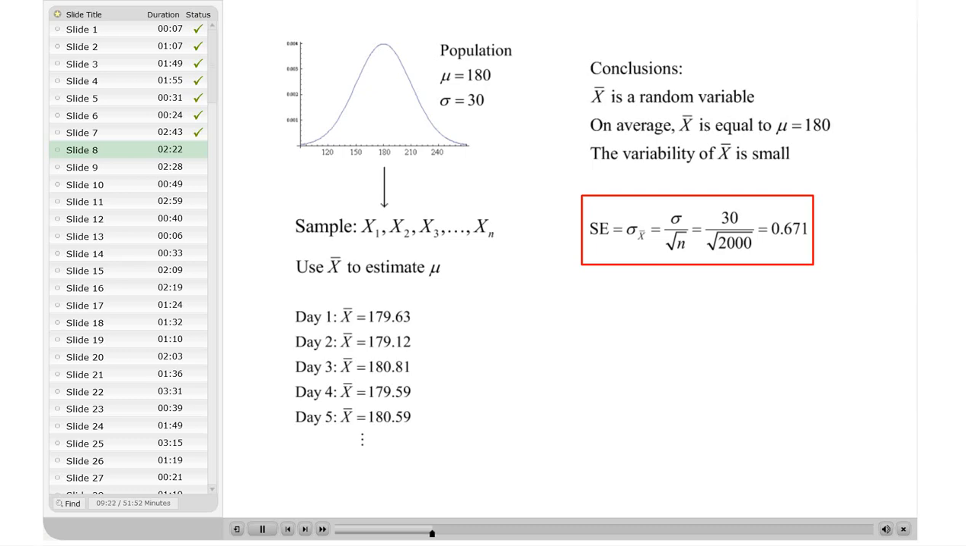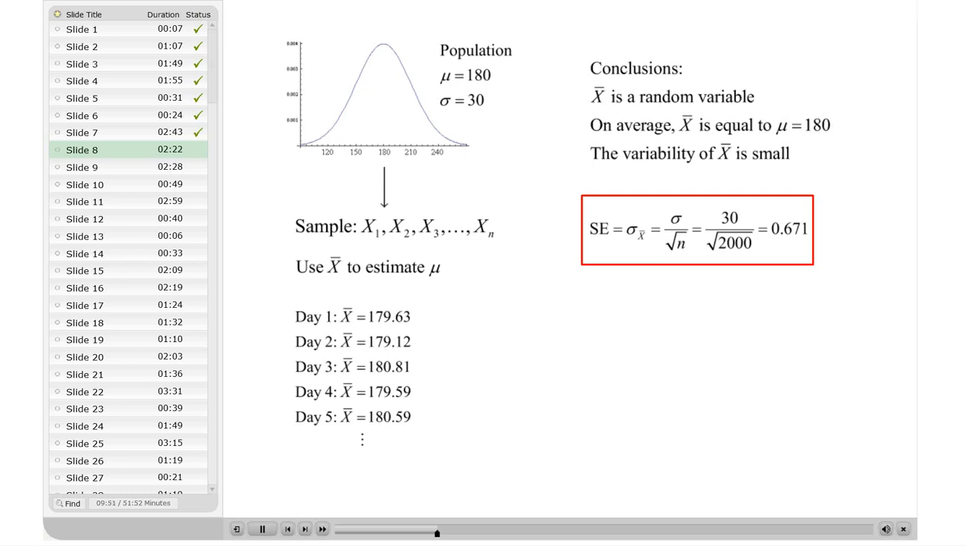In other words, it's the population standard deviation, which is 30, divided by the square root of the sample size. So we're doing 30 divided by the square root of 2000, and we're getting 0.671. Now you may be wondering, why is this SE number coming into play in this example? On the previous slide, we said that the standard deviation is 30, so why isn't the standard deviation of x bar 30? Well, there's really two standard deviations here.